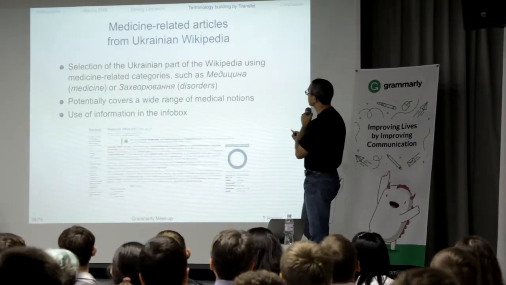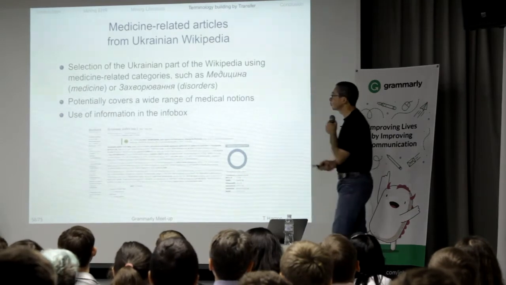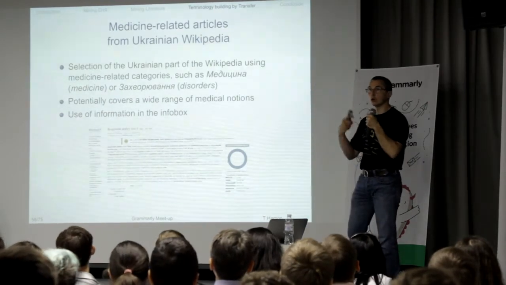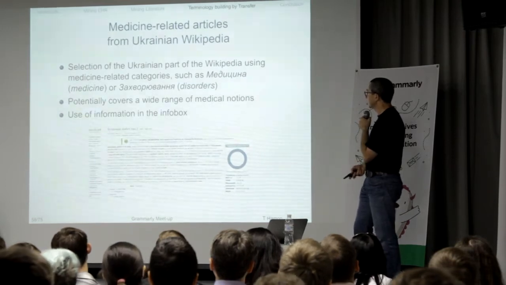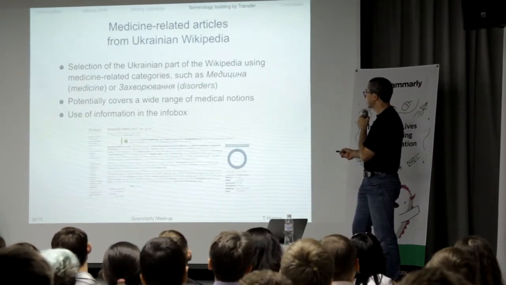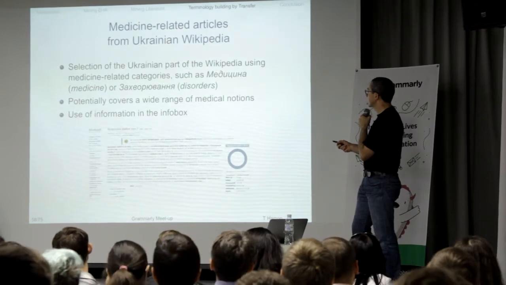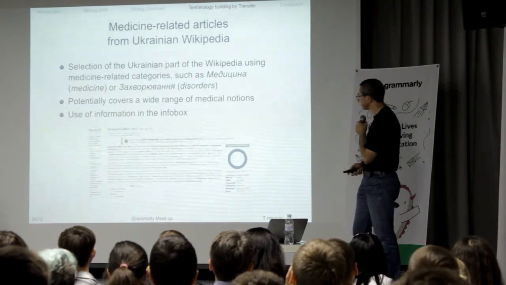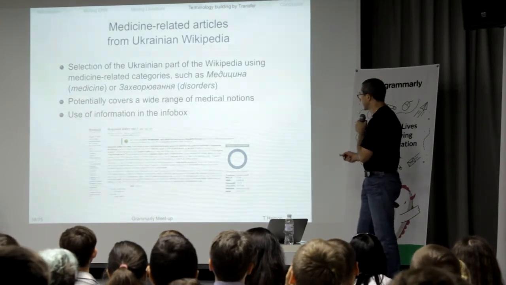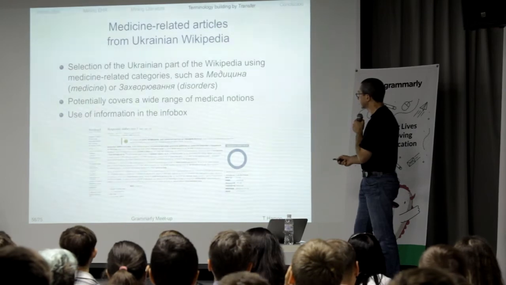So from the Ukrainian Wikipedia, we don't use all of Wikipedia. We just use the Infobox, after selecting the pages which are related to medicine. So we use only this information, in fact.